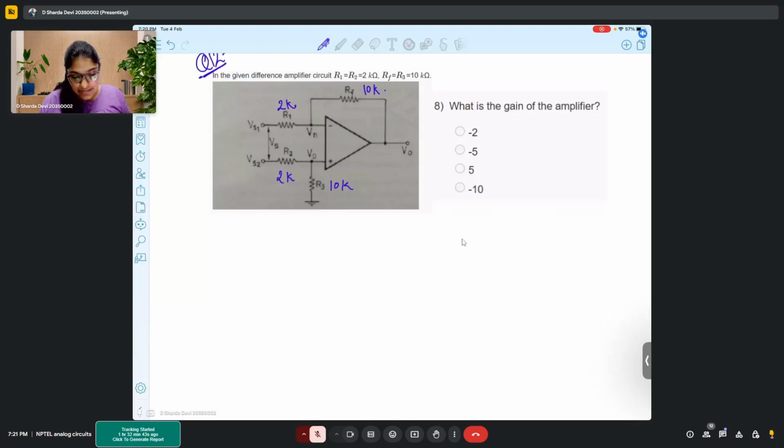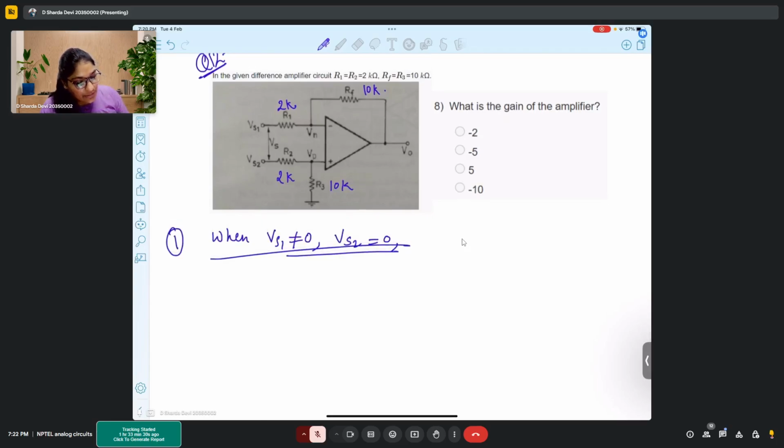Okay, so in this particular circuit, we can apply the superposition theorem and solve it. Let's apply it first when Vs1 is not equal to 0 and Vs2 is equal to 0. This is the first condition, right? So when Vs1 is not equal to 0, Vs2 is 0, which means this is grounded. In that case, it is an inverting amplifier, right?